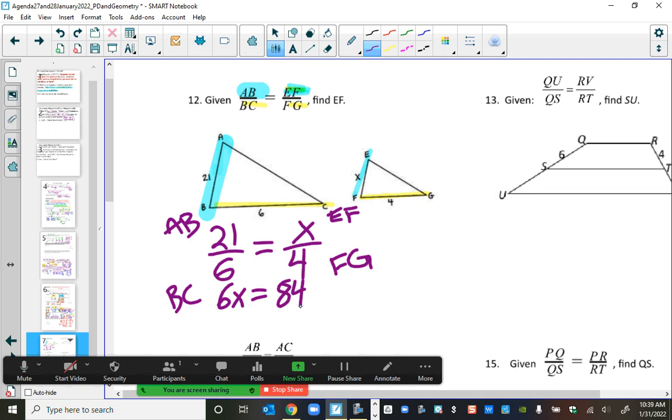All right, very good. What'd you get, Edwin? That's right. Well done, sir. And this is 14. We divide both sides by 6. X is 14, and you're on your way. And 14 is EF. So don't forget, what does the X represent? It represents EF. Questions?